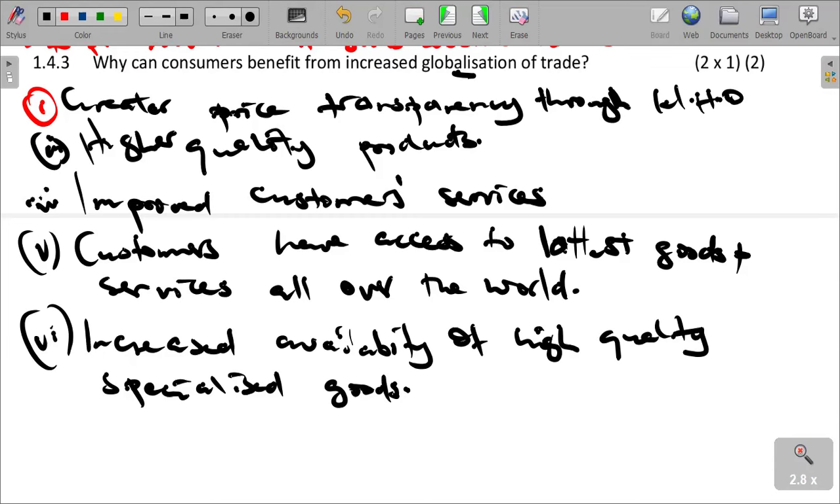And then I want us to understand that even seasonal products, customers can also have access to seasonal and regional products all year round because of globalization.